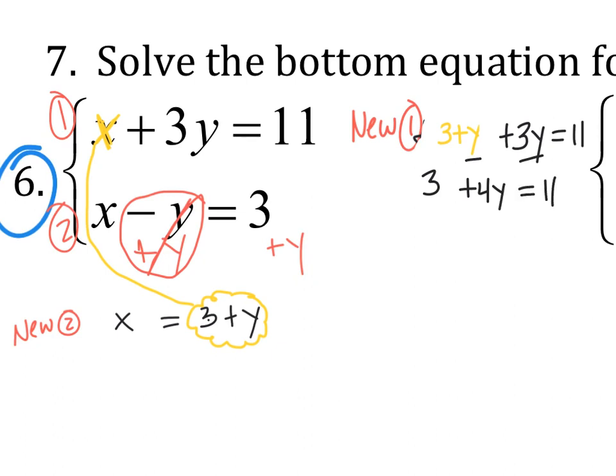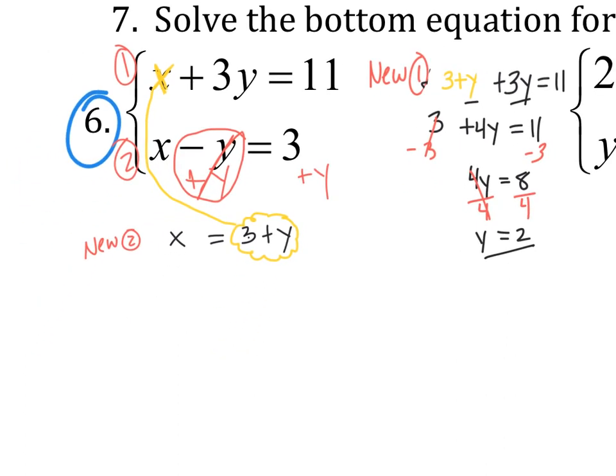Then we need to go ahead and subtract 3 to get y by itself. Our goal right now is getting y by itself. So I have 4y equals 8. 11 minus 3 is 8. And then I'm going to get rid of that 4 by dividing by 4. So that requires me to do 8 divided by 4. So that tells me y is equal to 2.